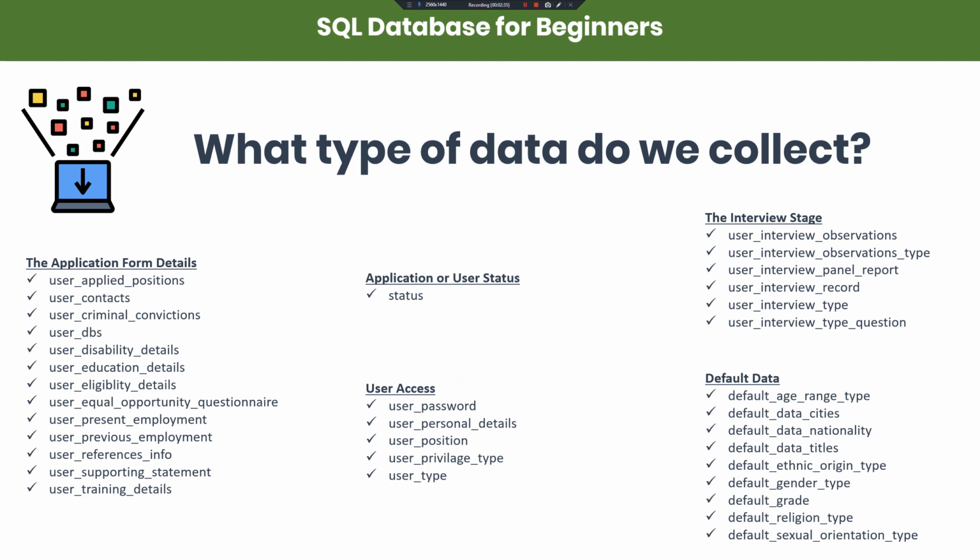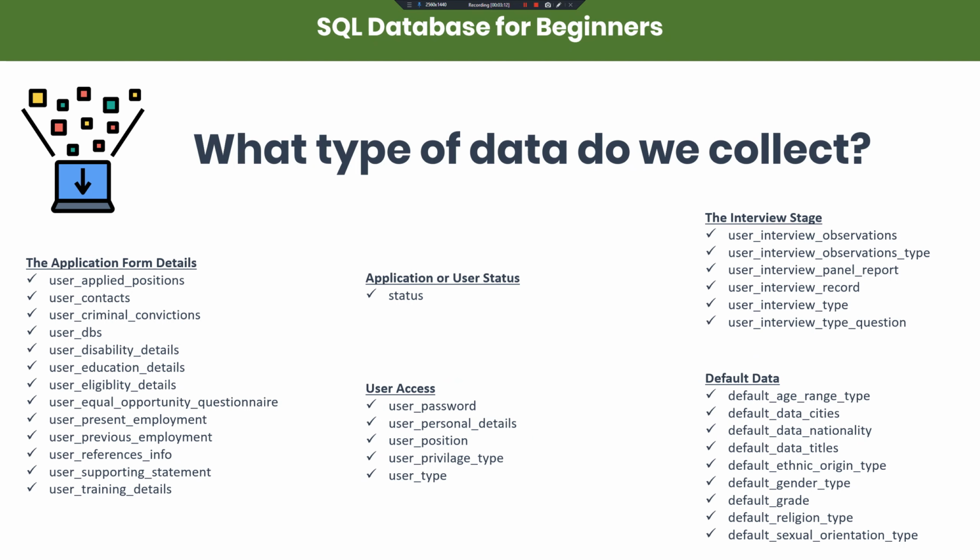We want to know things about their employment history. We want to have details about maybe if they have any supporting statement to add to their application, or their training details if they have another training apart from their educational details. All this information is very vital, and I've categorized the data that we're going to collect into these 5 categories.